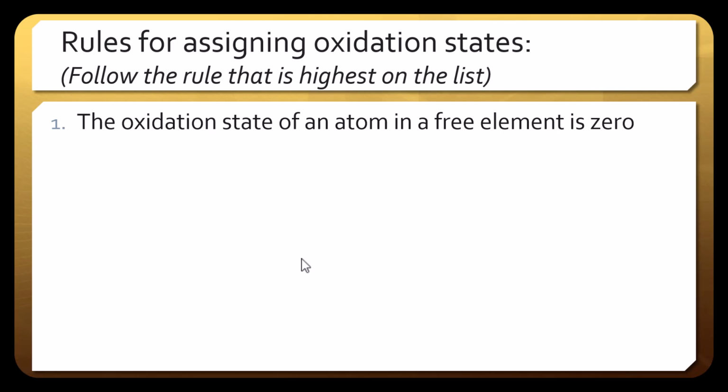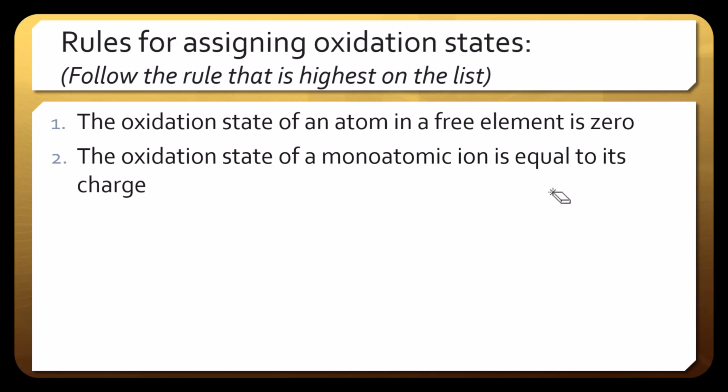So the first rule is the oxidation state of an atom in a free element is 0. If we have something like iron, Fe, metal in a reaction, that's going to have an oxidation state of 0. If we have a diatomic, like oxygen or nitrogen that exists as O2 or N2, that oxidation state would also be 0. So a free atom or free element oxidation state will be 0.